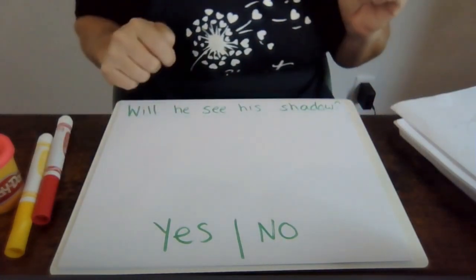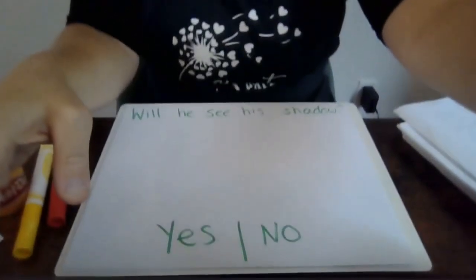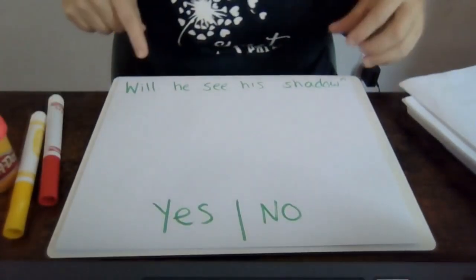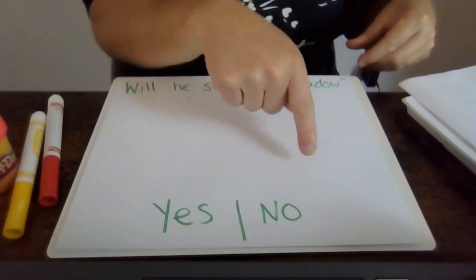I've also done this a different way. I would have their names on cards. They would have to come up to the front of the class and put it on which side they agree with. And then we would have a graph of all their names, and we could see the heights of the names and the people that voted. But for now, let's just keep it simple. Will he see his shadow, yes or no?